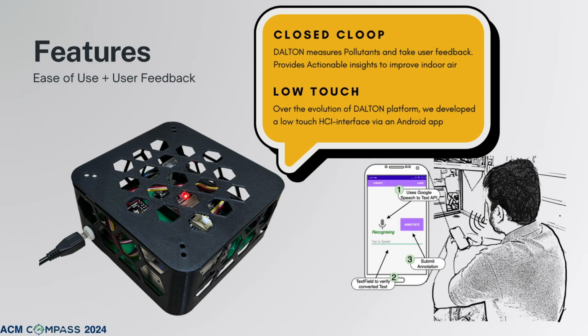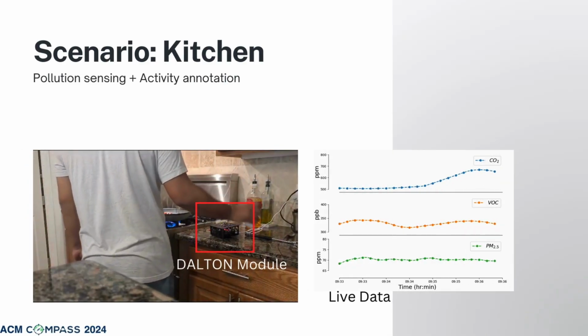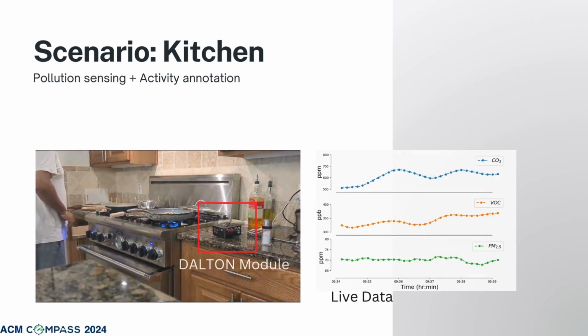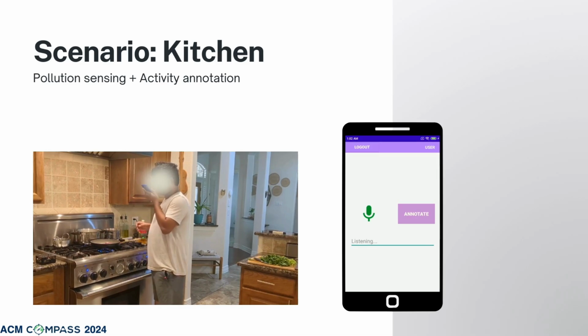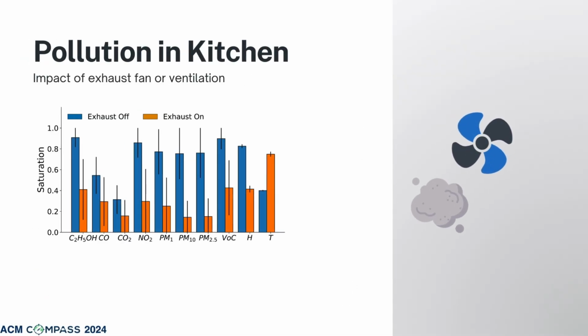DALTON brings in a closed-loop low-touch solution incorporating user feedback via a simple Android application and provides actionable insights to the user to improve the air quality. A real-world deployment scenario of the DALTON module is shown here. The app is used to provide user feedback like cooking vegetables. We observe that pollutants rapidly ventilate as the kitchen exhaust fan is turned on.